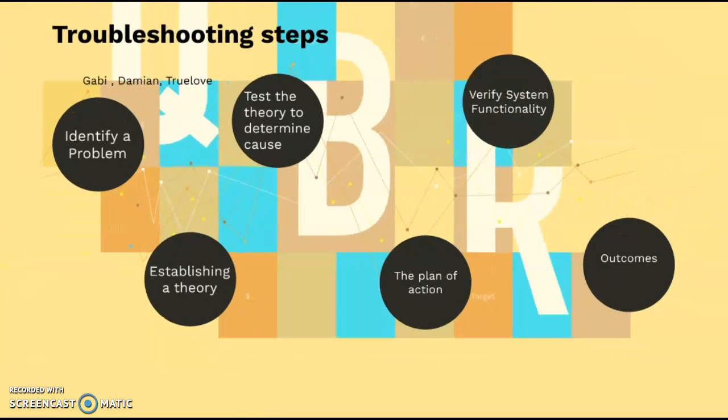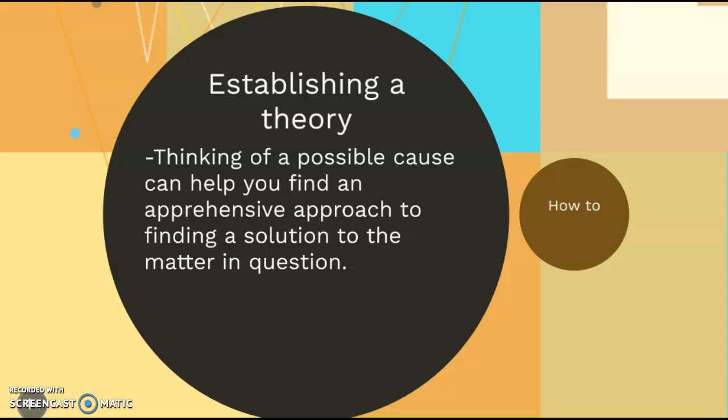Okay. The next step, after you identify the problem, is to establish a theory. Think of a possible cause that will help you find a approach to a solution to the matter in question. So, for instance, he has a problem with the screen, but it's nothing related to the electricity cord, it's more related to software. But the customer told us that he downloaded a program, but he didn't know the developer of this product, so it's not a trusted company.